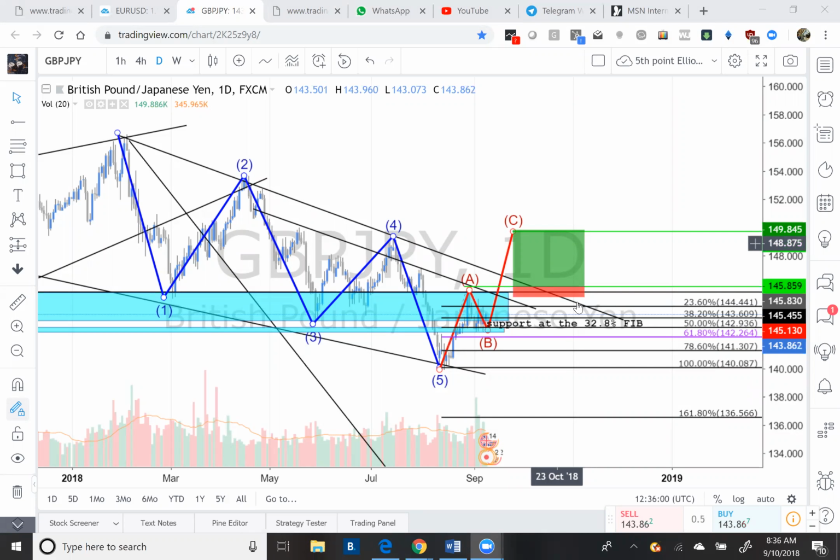There are some longer term trade setups with it. But one of the things I'm doing is focusing on the shorter term trades on these calls. I'm not looking at the longer term trade, right?